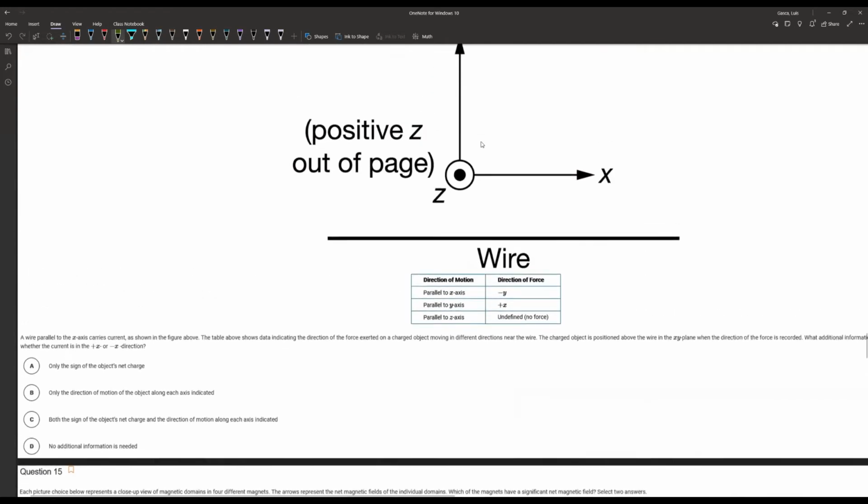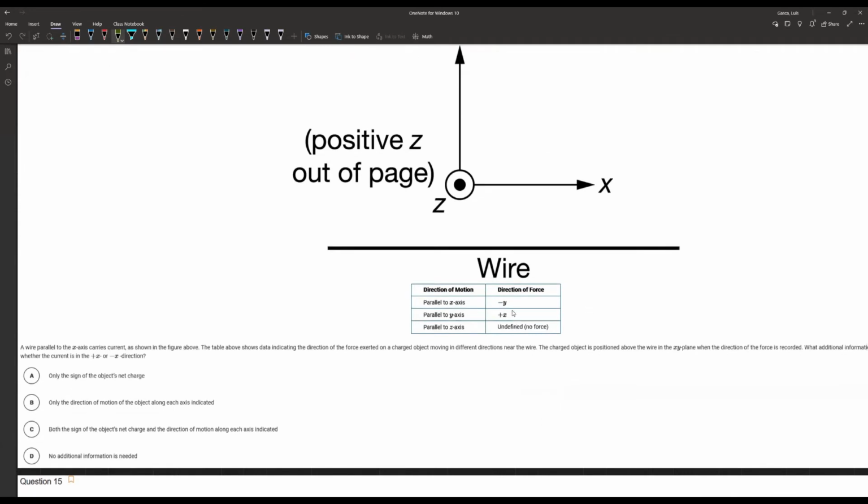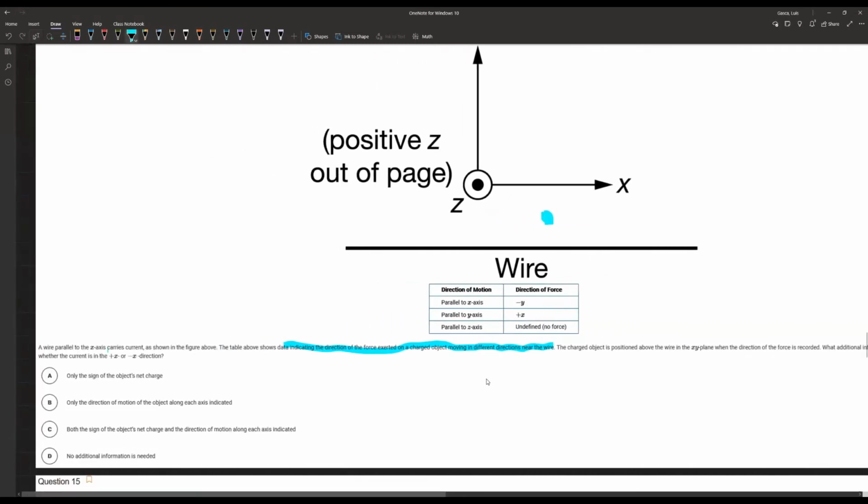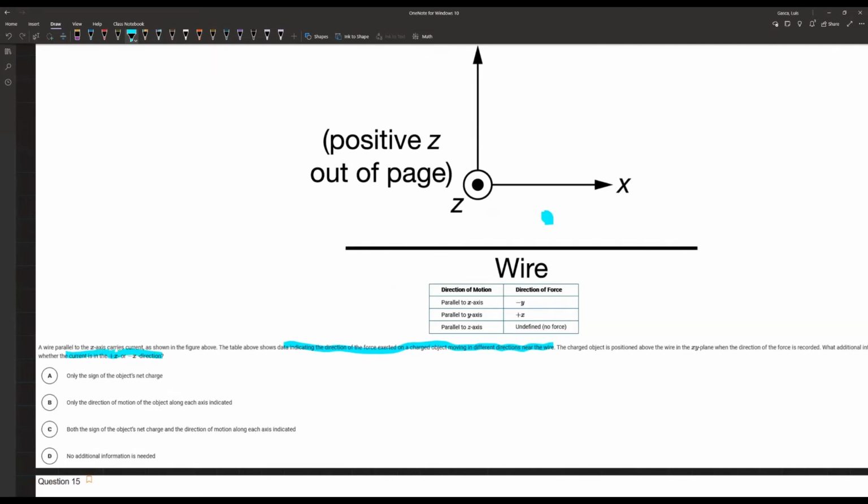A wire parallel to the Z axis carries current in the figure shown above. The table above shows the data indicating the direction of the force on a charged object moving in different directions near the wire. A charged object is positioned above the wire in the XY plane when the direction of the force is recorded. So we're going to have some kind of object up here. What additional information, if any, is needed to determine whether the current is in the positive X or negative X direction?